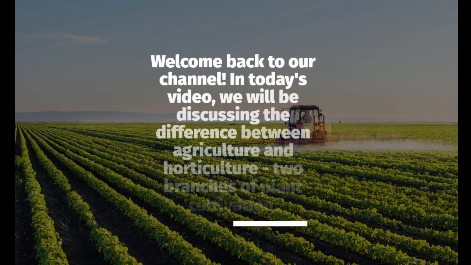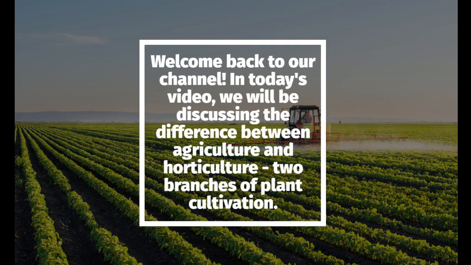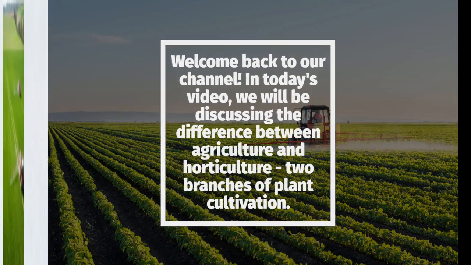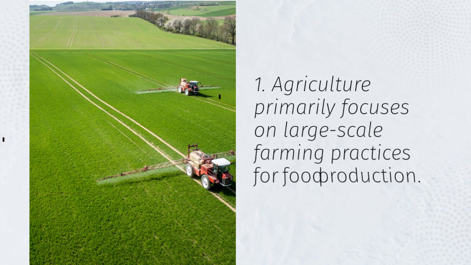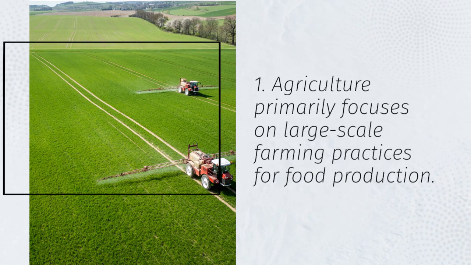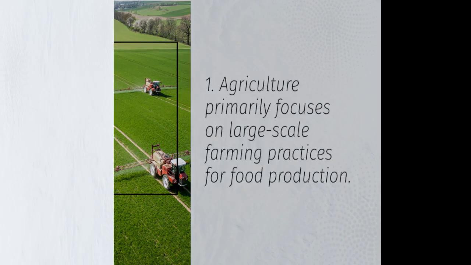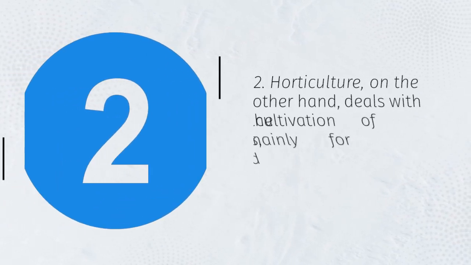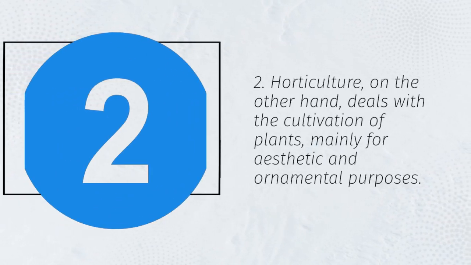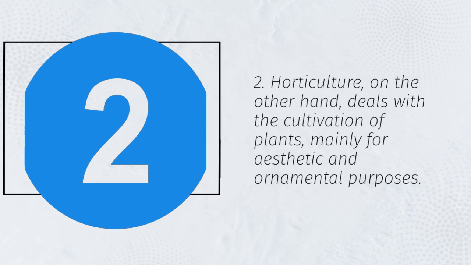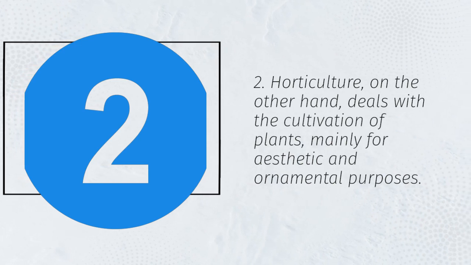In today's video, we will be discussing the difference between agriculture and horticulture, two branches of plant cultivation. 1. Agriculture primarily focuses on large-scale farming practices for food production. 2. Horticulture, on the other hand, deals with the cultivation of plants, mainly for aesthetic and ornamental purposes.